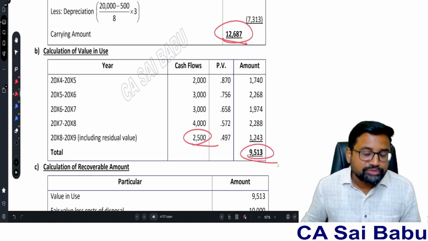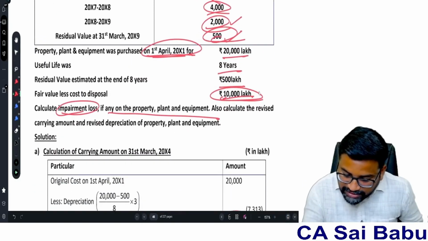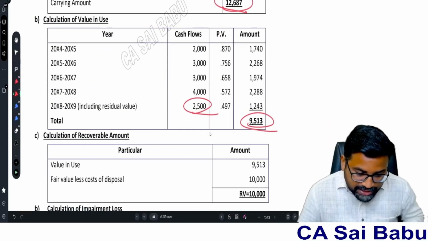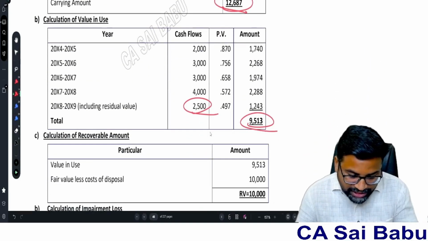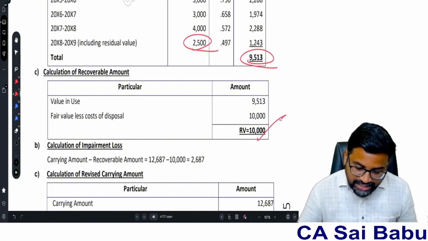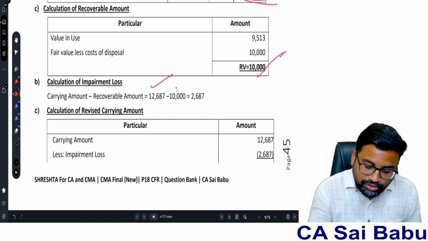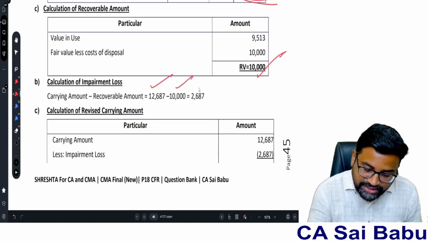And they converted into the present value, that is 9513. So therefore, fair value less cost of disposal 10,000 or present value of the future cash flows, that is value in use 9513, whichever is higher, that is 10,000. So compare 12,687 carrying amount, 10,000 recoverable value, whichever is excess of carrying amount, 2,687.